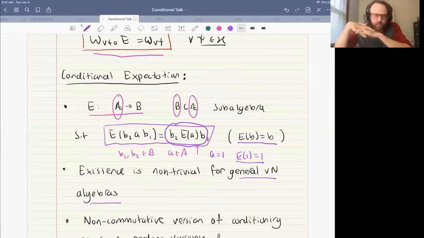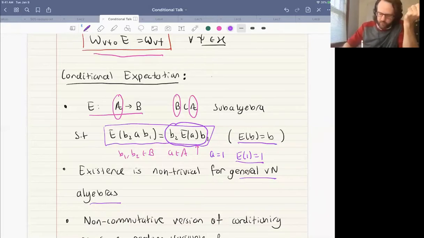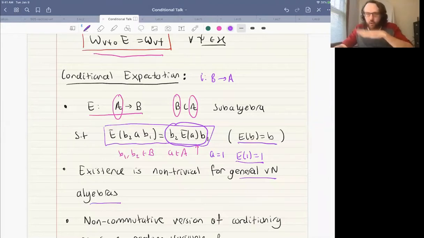Now, you should contrast this with a map that goes from the subalgebra to the algebra. So I could easily think of a map that goes from B to A, which is just the inclusion map. I just take B and I include it in A. And that always exists. But this is sort of reversing that map. So E is reversing it.